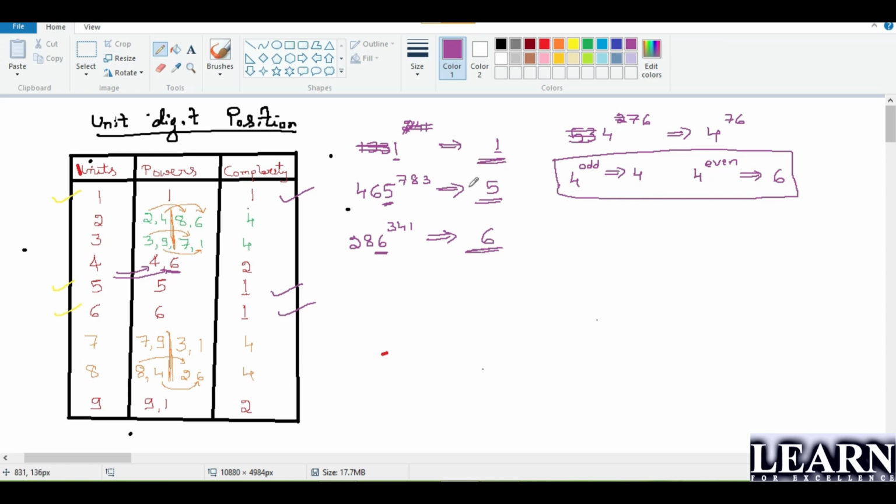We have one more number which has a complexity of 2: 9 to the power odd is 9, and 9 to the power even is 1. Is it clear, guys? Yes, good. The answer for this, now look here, 4 to the power 76. 76 is an even number. I can tell that the answer is directly 6, right?